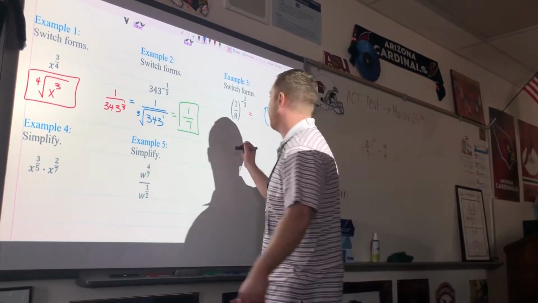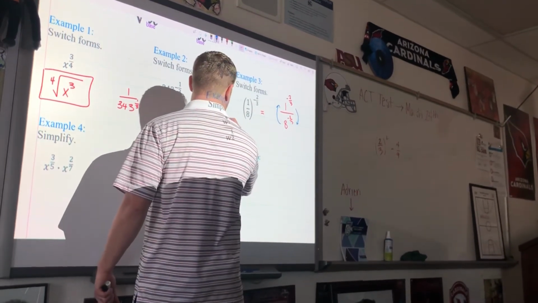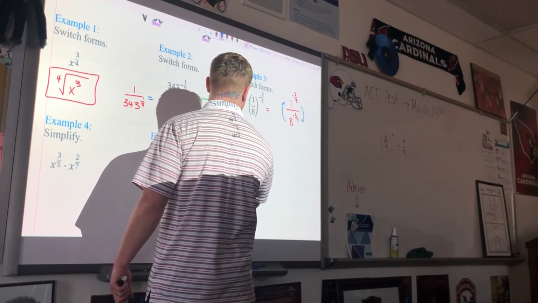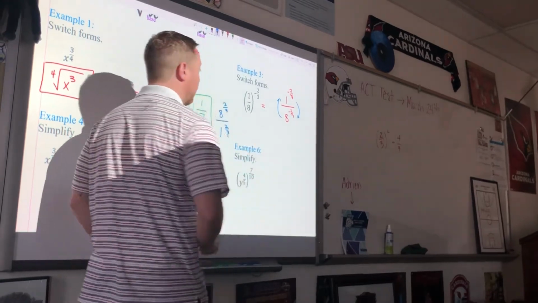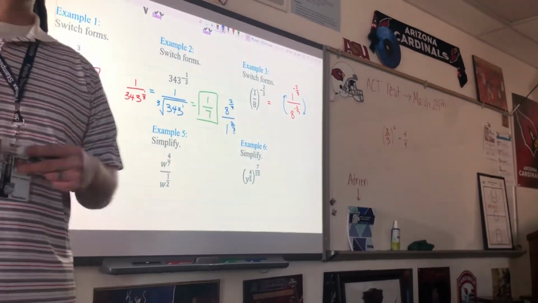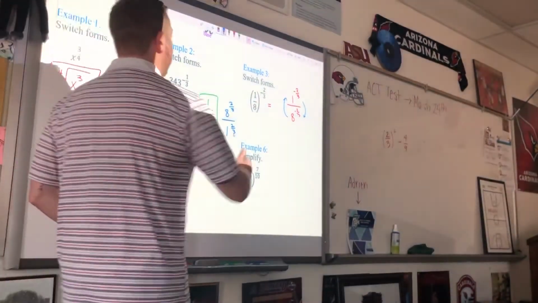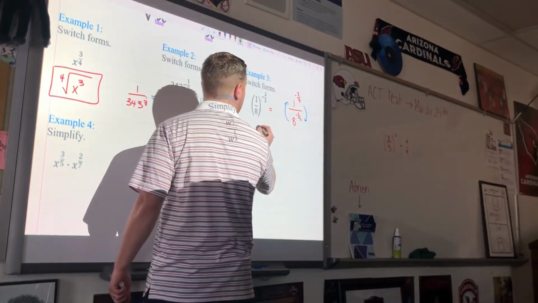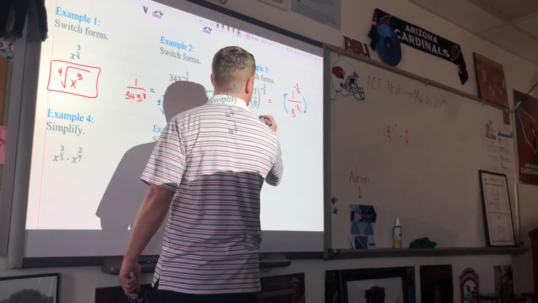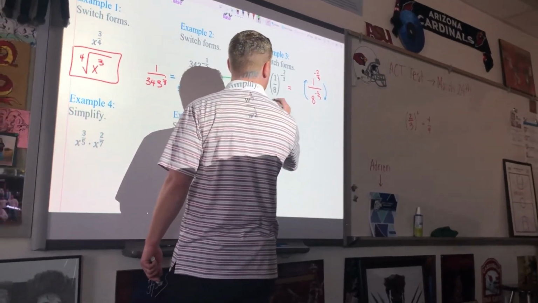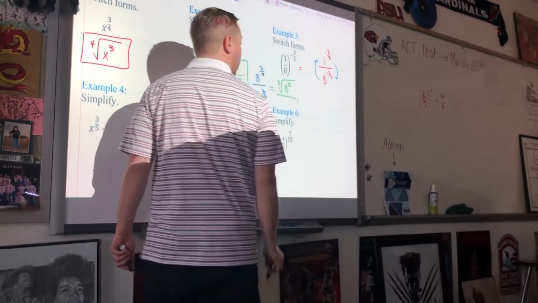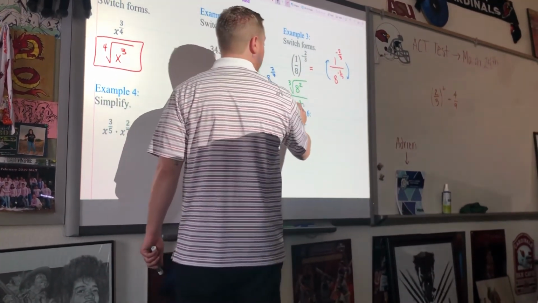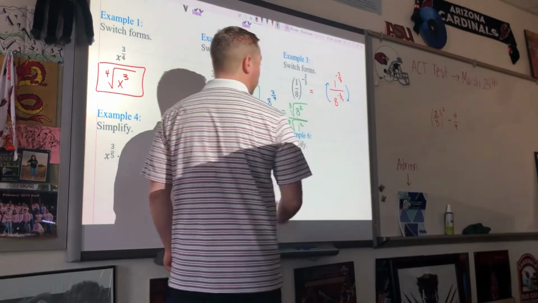All right, so let me write what I have. I've got 8 to the positive 2/3 up top over 1 to the positive 2/3 on the bottom. All right, now let me switch forms. Okay, 8 is the base, 2 is the exponent on the base, 3 is the root. Okay, same thing down here. 1 is the base, 2 is the exponent on the base, 3 is the root.